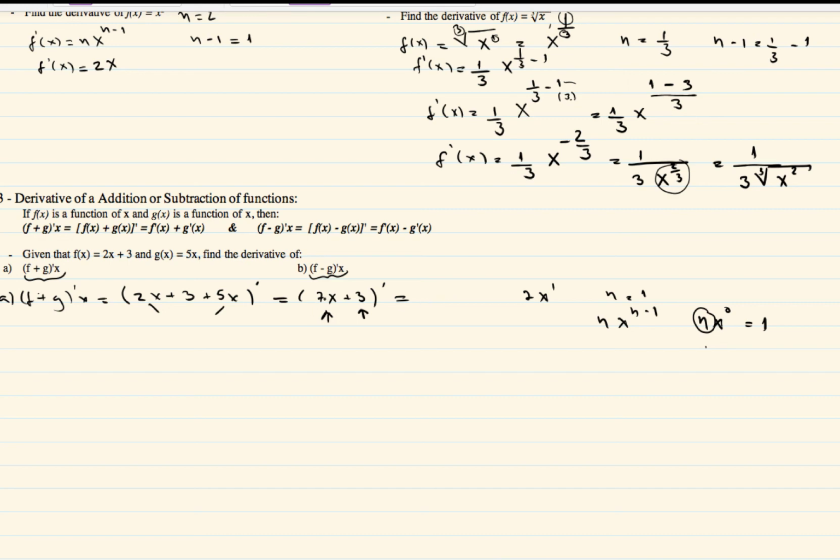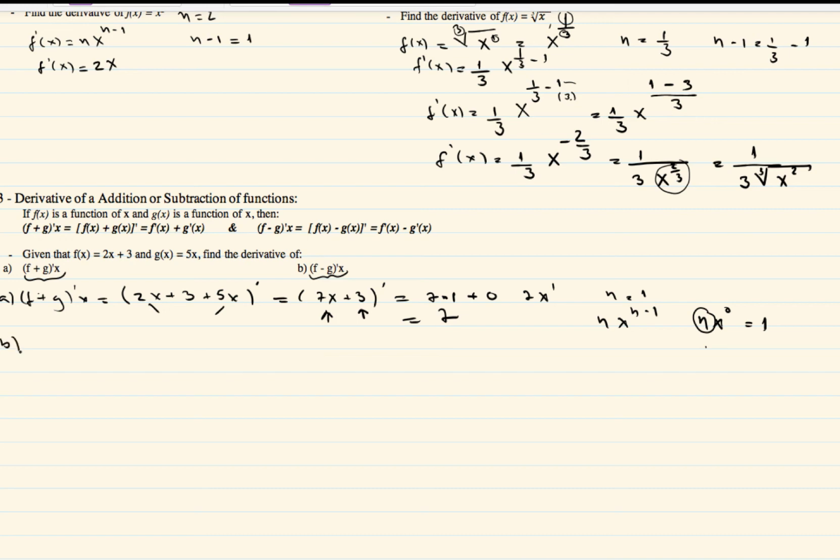And because you're multiplying by a constant, this constant does not enter into the differentiation. It's just there to multiply. That should be kept in mind always. It's not n. So as a result, what do we have? We have 7 into 1 plus 0. So this gives us 7.